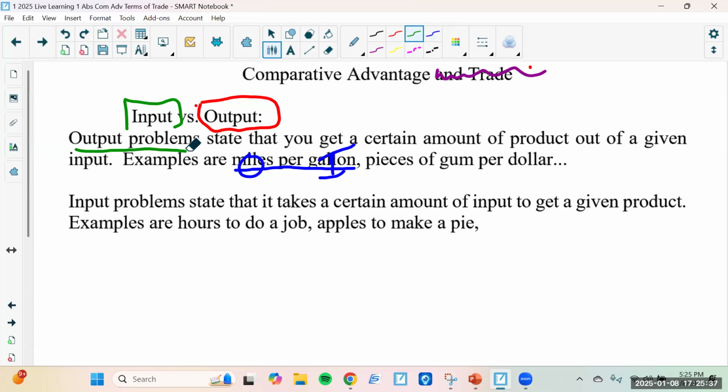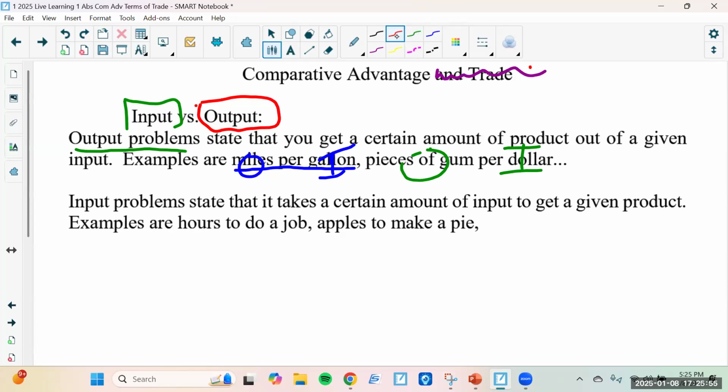Pieces of gum per dollar. I go to a store. How many pieces of gum can I get per dollar? What's the input? The single dollar. What's the output? How many pieces of gum I can get? At different stores, you can get different numbers of pieces of gum. And that's what we call an output problem.